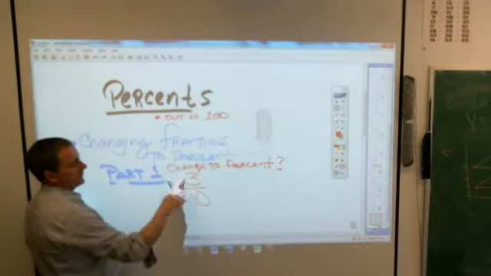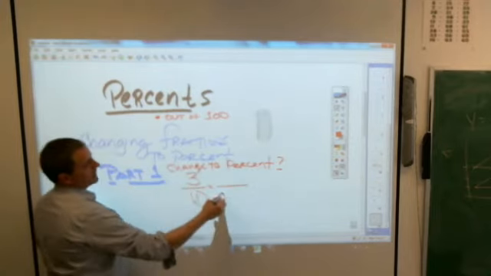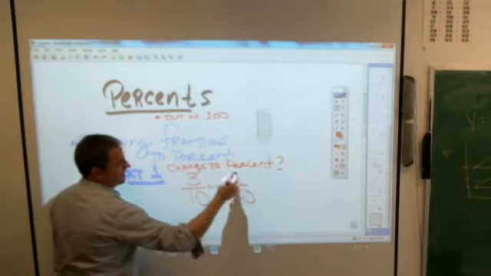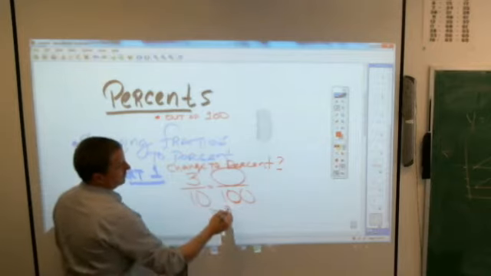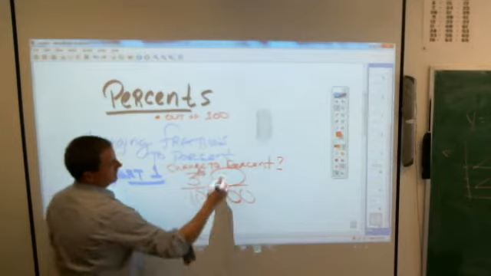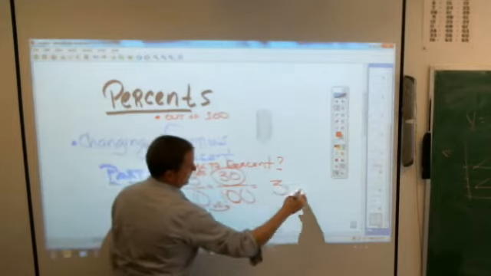Right. This is not out of 100. This is 3 out of 10. But if you can make an equal fraction to it that is out of 100, then whatever number ends up on top of that fraction is your percent. So like Zach was saying, you multiply the bottom by 10 and you multiply the top by 10, and you get 30 out of 100. That means your percent is 30%.